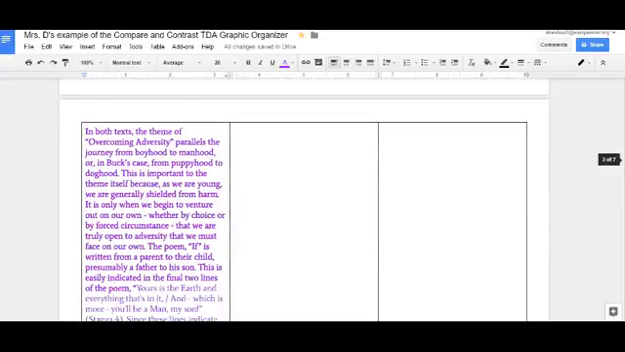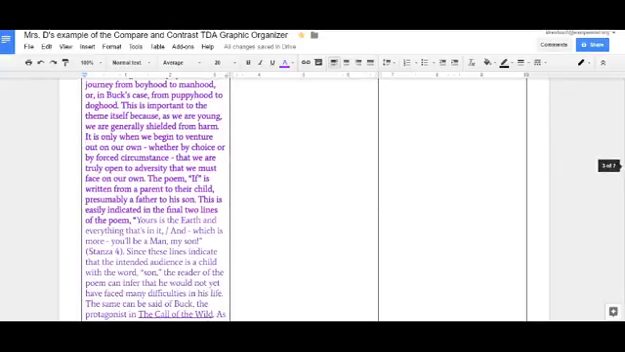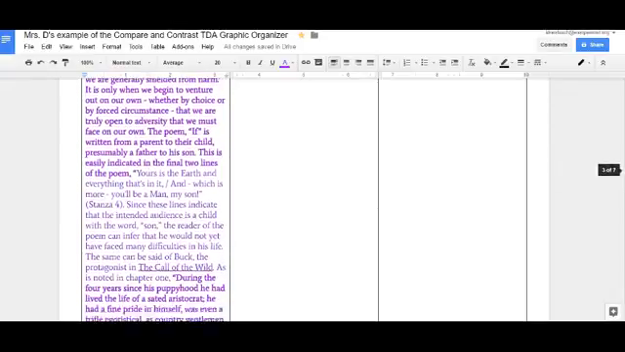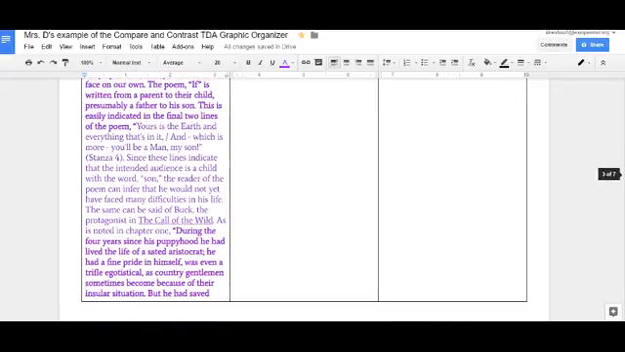In both texts, the theme of overcoming adversity parallels the journey from boyhood to manhood, or in Buck's case, from puppyhood to doghood. This is important to the theme itself because, as we are young, we are generally shielded from harm. It's only when we begin to venture out on our own, whether by choice or by forced circumstance, that we are truly open to adversity that we must face on our own. The poem "If" is written from a parent to child, presumably a father to son. This is easily indicated in the final 2 lines of the poem.